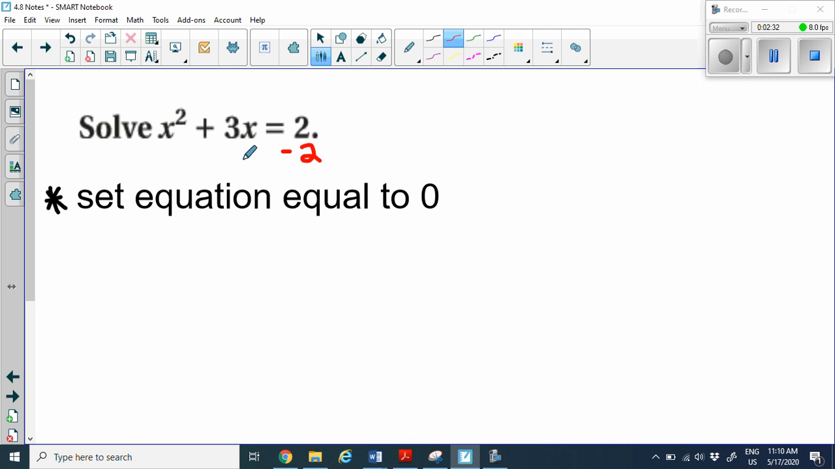Now notice here that the 2 doesn't have any like terms. We cannot combine it with the 3x because the 2 does not have an x with it. And we can't combine it with the x squared because the 2 doesn't have it as well. So when I move it over, this is what we're going to get as our equation now. So I have x squared plus 3x minus 2.